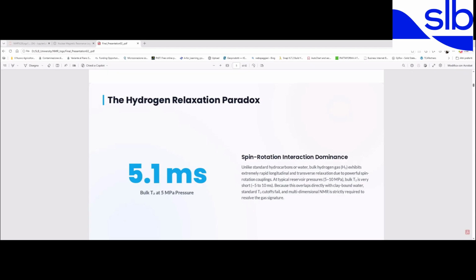So we are developing a new class of nuclear magnetic logs for this special application of hydrogen detection. Because these signals overlap directly with the clay bound water, standard T2 cutoff sometimes fails, so we need to develop a next class of nuclear magnetic logging instruments. A multi-dimensional nuclear magnetic log is strictly required to resolve this gas signature.